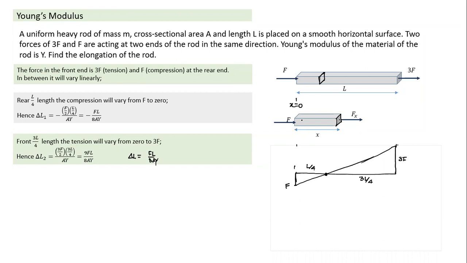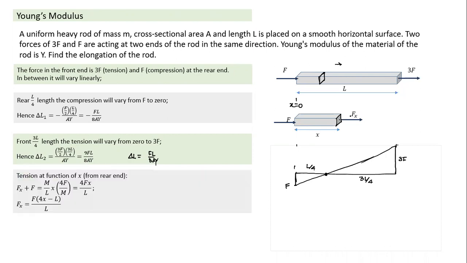And this part of the system will also have the same acceleration as the whole rod. So based on applying laws of motion, I can find Fx as a function of x. And once I have Fx as a function of x, through integration I can find the change in length. So tension is a function of x from the rear end.